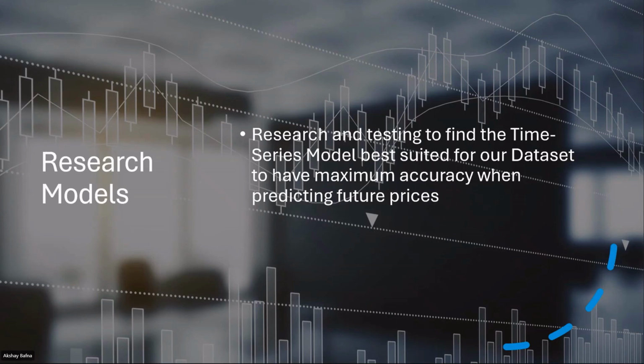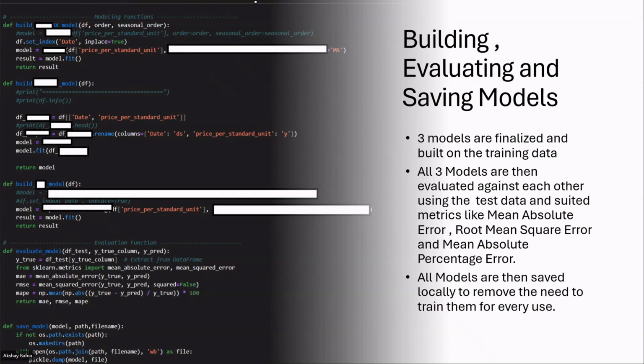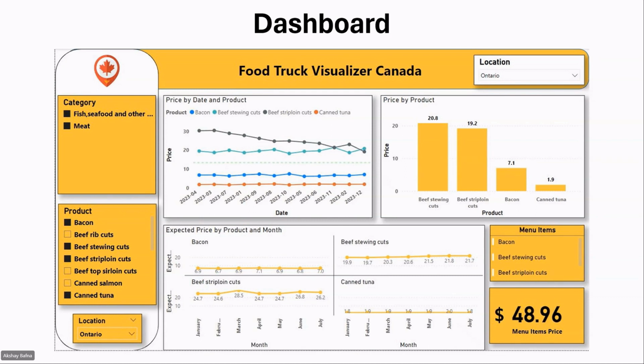Then the most important thing, that is the development phase. So we have some research models. Currently, we took three research models, and then we built and evaluated these models and later on saved them. And then the dashboard, as you can see in the example, we have selected some of the meat categories, namely bacon and tuna, and the visualization is being presented with the menu item, which is one of the most important in scope here. And then my colleagues are going to explain the later stage of the coding and all.